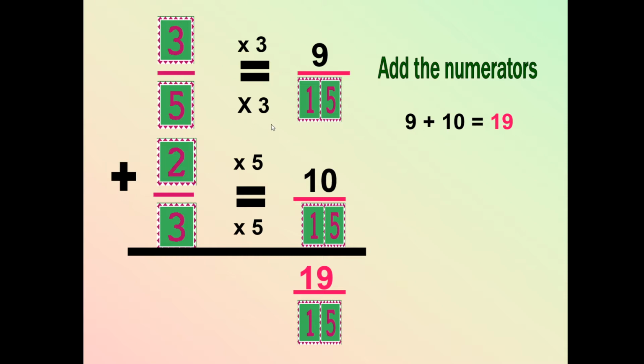So we need to make equivalent fractions again, meaning that we need to multiply the numerator by the same amount that we multiply the denominator. And afterwards, after we get the answer, we just add the numerators again to get the final answer, 19 over 15.